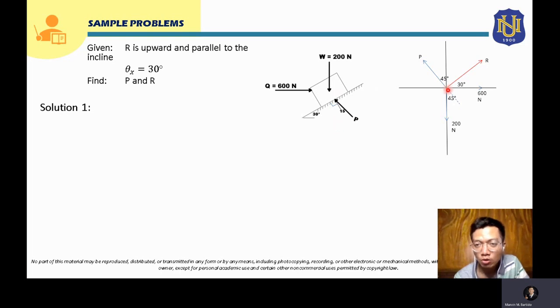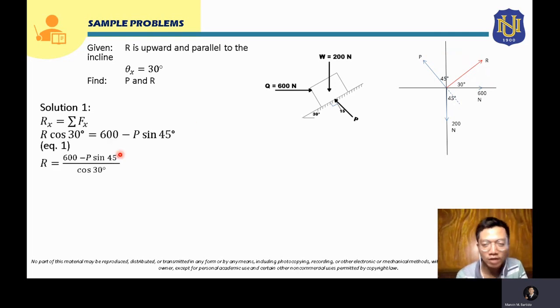So if we're going to draw that force P in this plane, it will be 45 degrees from the vertical. Now for solution 1, it is also mentioned that your resultant is upward and parallel to the incline, so therefore it will be 30 degrees, and it will be drawn like this. So this will be your resultant.